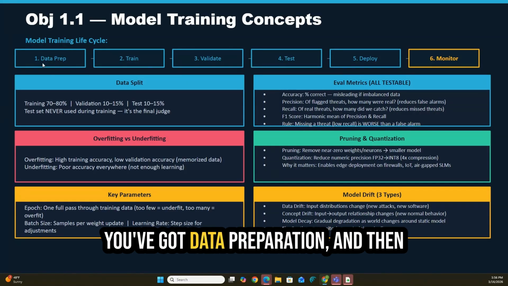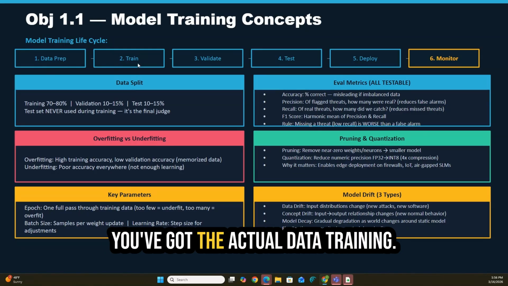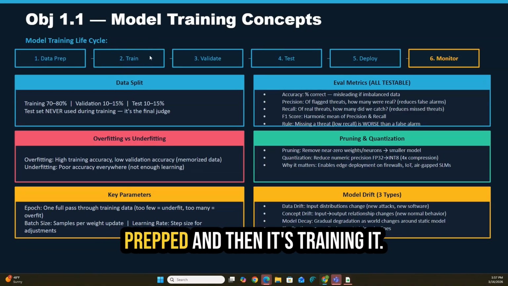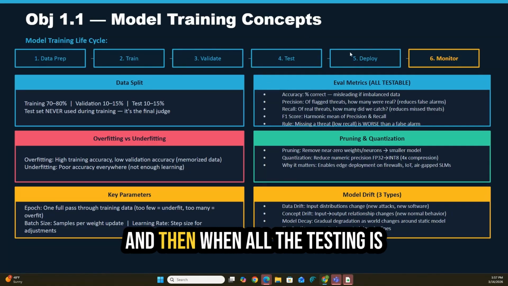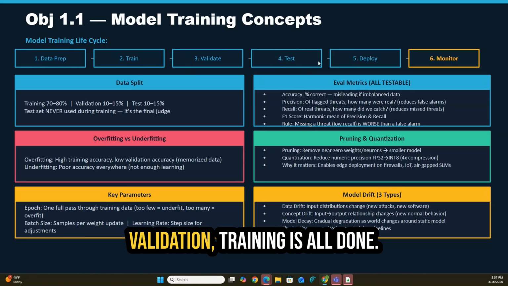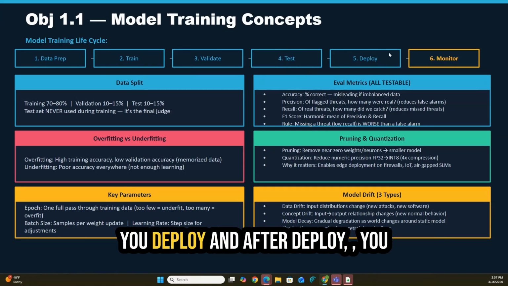You've got data preparation, and then you've got the actual data training. Give it the data that you've prepped, and then it's training. You validate, and then you test, and a lot of testing. And then when all the testing and validation and training is done, you deploy. And after deploy, you monitor.